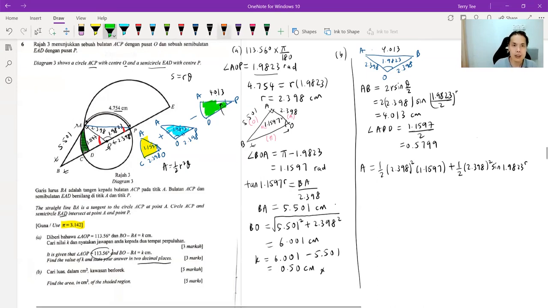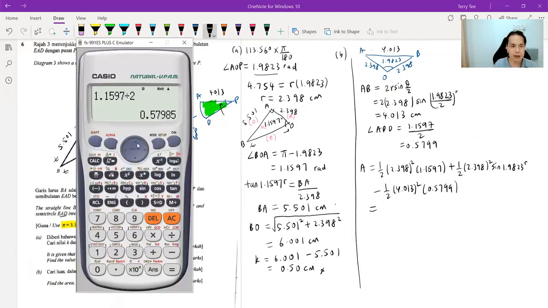This area is your area of sector. Okay, we minus half 4.013 square, and your theta is 0.5799. I must say, this is not difficult. It's just very, very long. Okay, so we take half, multiply with 2.398 square, multiply with 1.1597, then you add half, multiply with 2.398 square, multiply with sine 1.9823.